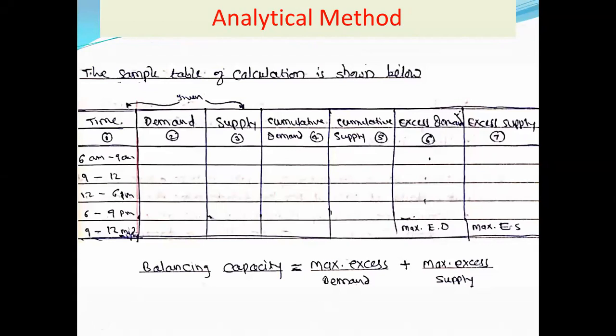First 3 columns are the given. In first column write down the time. Give the number to the table, that columns. Column number 1 is for the time. Second column is for the demand. Third column is for the supply.